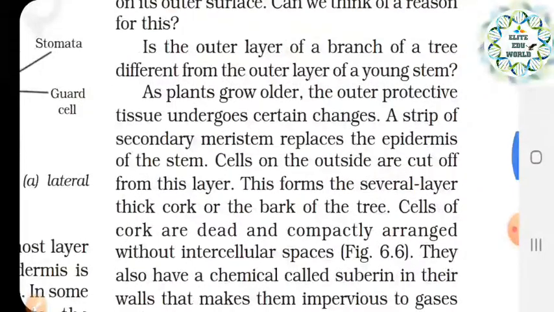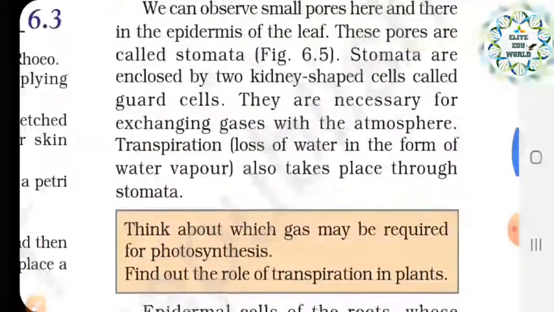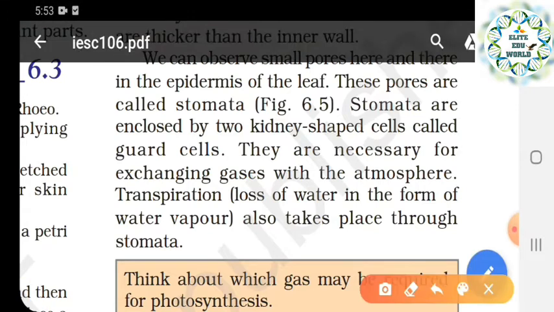So what we can see in the outer part is called a stomata. We can observe the small pores here, that is the epidermis of the leaf. These pores are called stomata, which we have already seen in this figure. The name is stomata. So what is the function? The stomata are enclosed by two kidney shaped cells called guard cells. Now what is a guard cell?